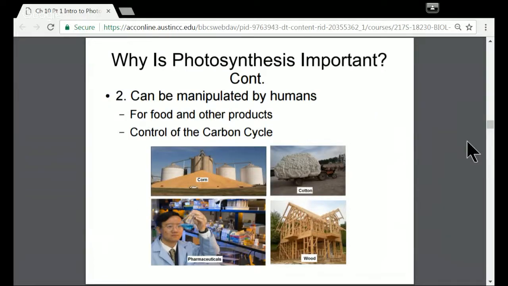All right, another reason that photosynthesis is important is because of the products we get from it. Okay. Think about all the products we get from plants. We get food for ourselves and livestock. We get textiles such as cotton and wood to build things out of. And we also get pharmaceuticals, medicines that can help cure disease. By being able to manipulate the photosynthetic process, we can cause plants to make the products that we want.